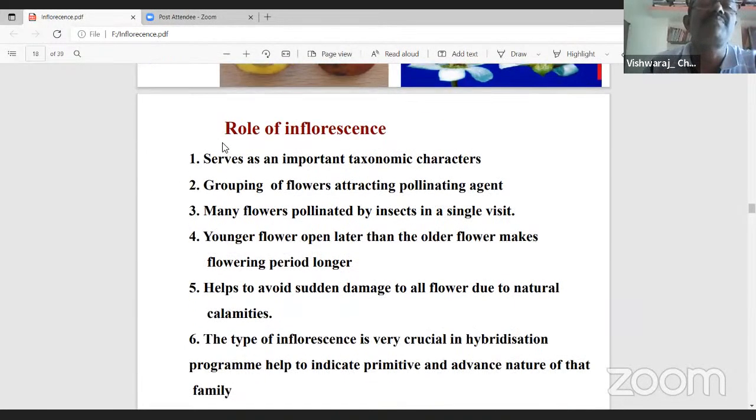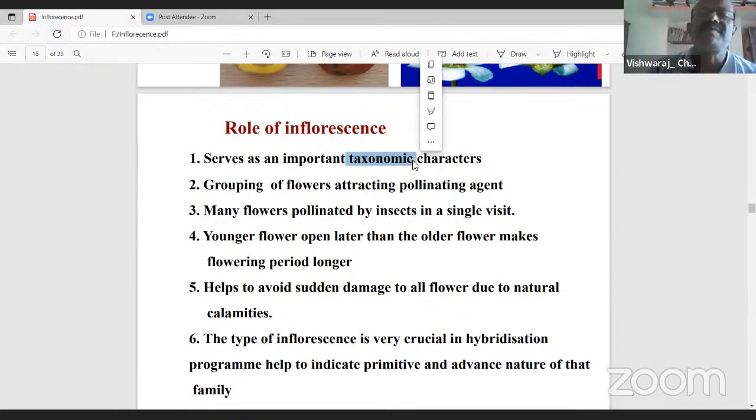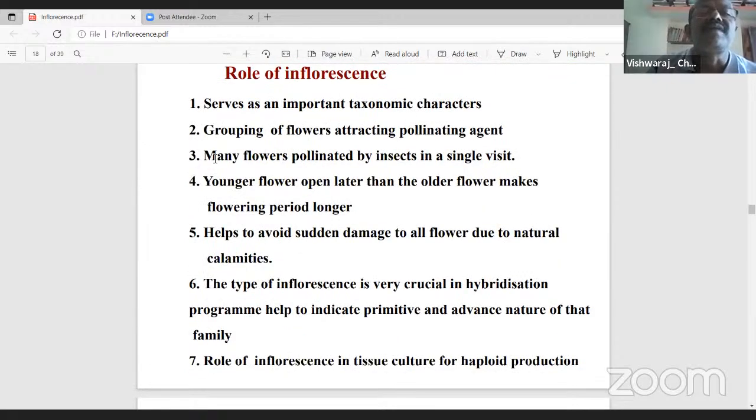Then the role or function of inflorescence. Number 1, function or role: it serves as an important taxonomic character. Inflorescence is one of the important taxonomic characters. Taxonomy means study of the external characters of plants, plant taxonomy. For external character study, inflorescence is also an important character.